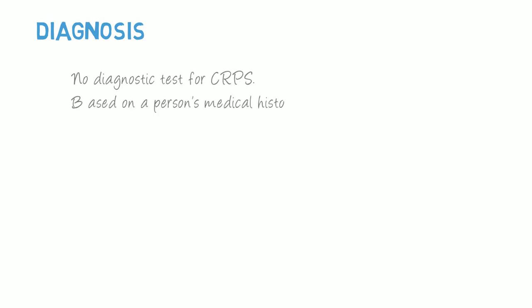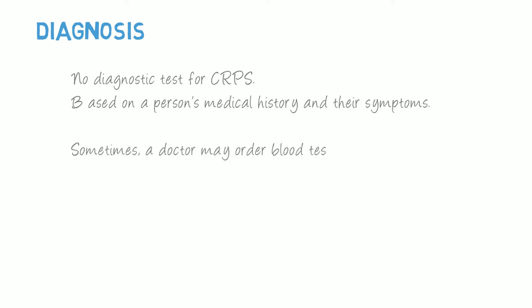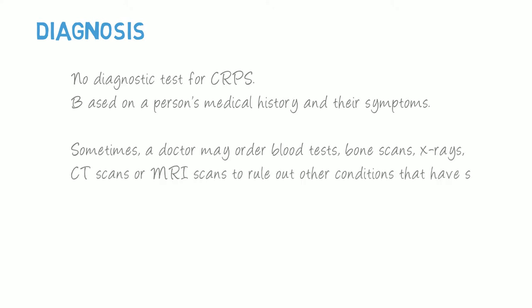So it is primarily a clinical diagnosis, and there's no specific diagnostic test for CRPS. It's primarily based upon the patient's history and the symptoms the patient presents with. Sometimes the doctor may order blood tests, bone scans, or X-rays, but these are primarily to rule out other conditions. Similarly, CT scans or MRI could be done to rule out other conditions, but it's primarily a clinical diagnosis based upon the history and clinical examination.